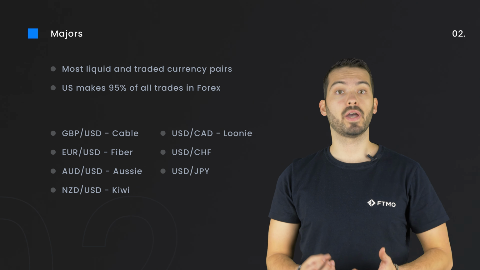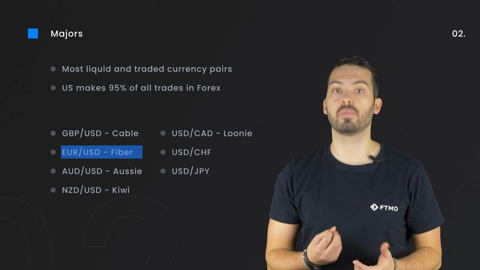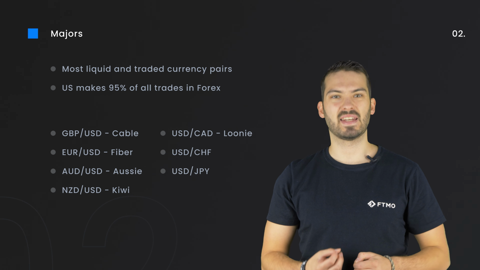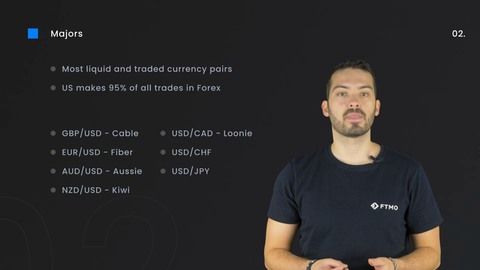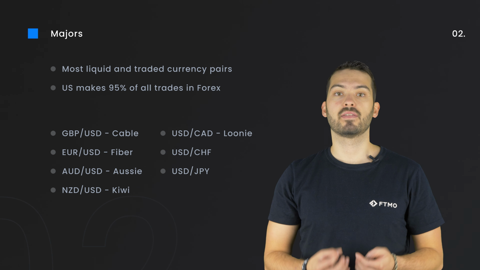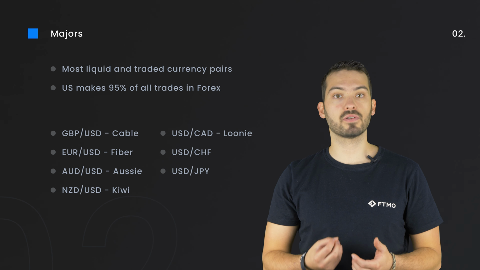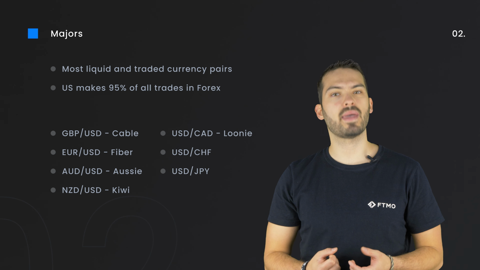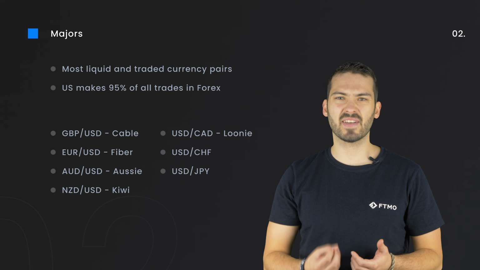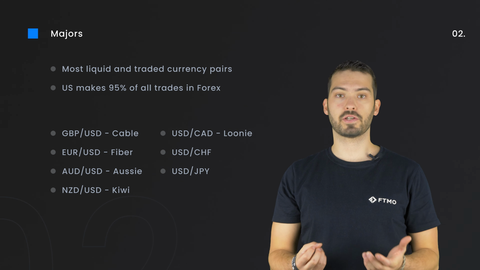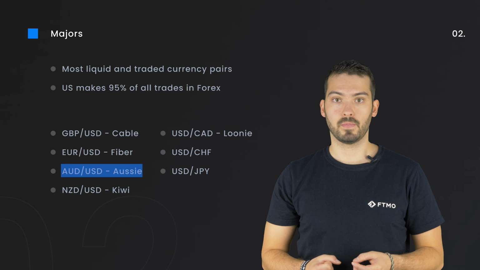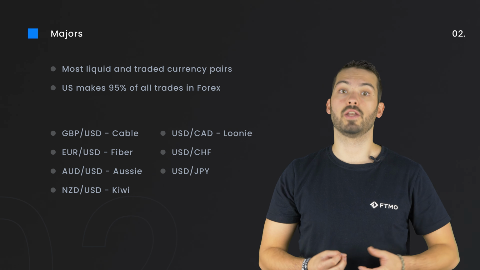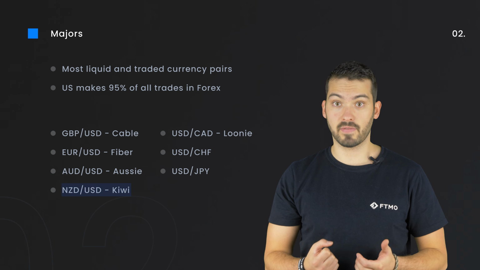Next is the euro and US dollar, called fiber. The euro, nicknamed fiber, has the least known explanation, but many say that it comes from the fact that the paper used for euro banknotes consists of pure cotton fiber, making it more durable and giving it a unique feel. Others are Australian dollar and US dollar, which we call Aussie. The New Zealand dollar and US dollar we call Kiwi.